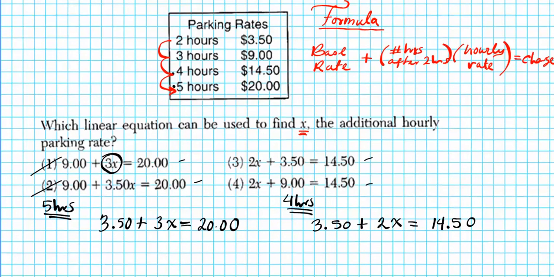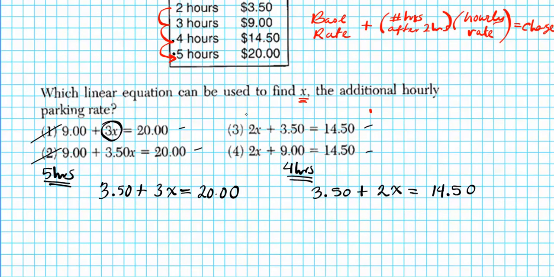All right, so that's what we did over here. Base rate of $3.50. Number of hours after 2 hours to get to 4 hours is 2 times the hourly rate, which is x, gives us the charge for 4 hours, which is $14.50. Okay, so we can clearly see that the correct answer for question number 14 is option number 3.